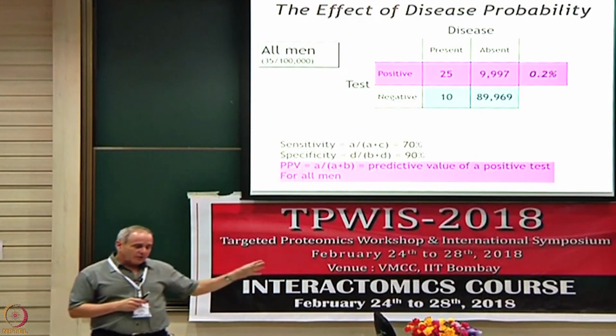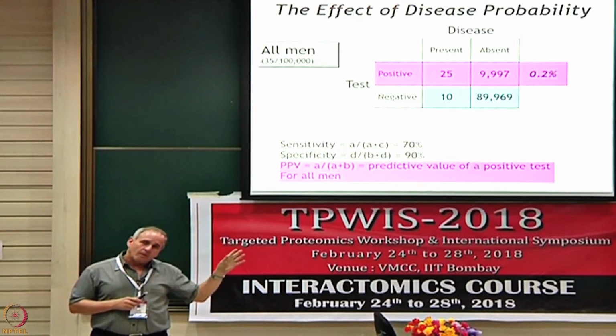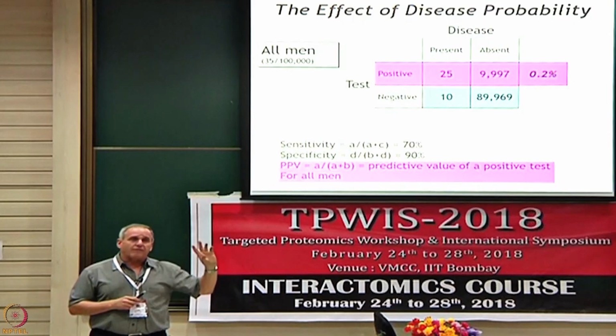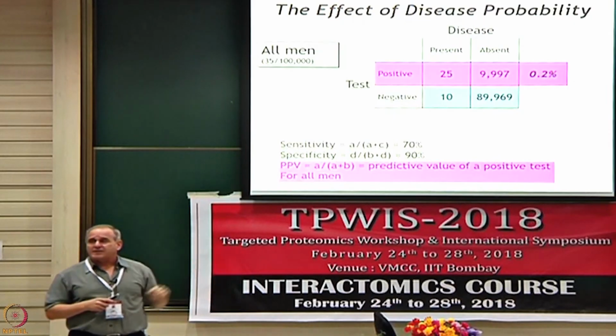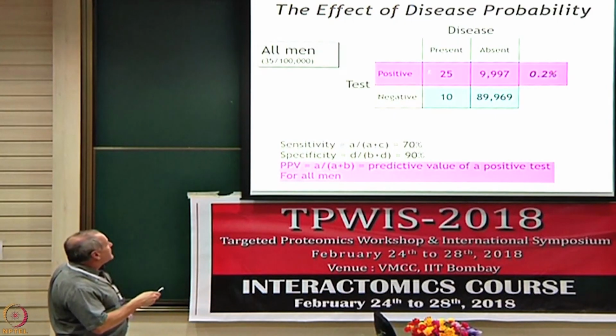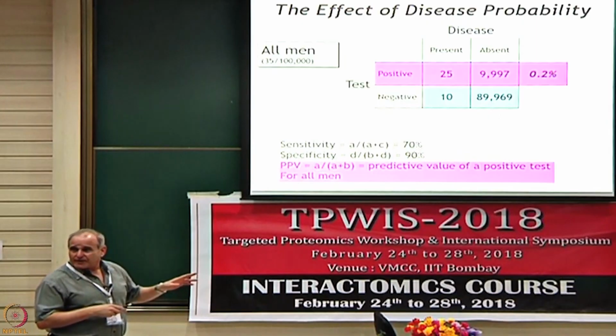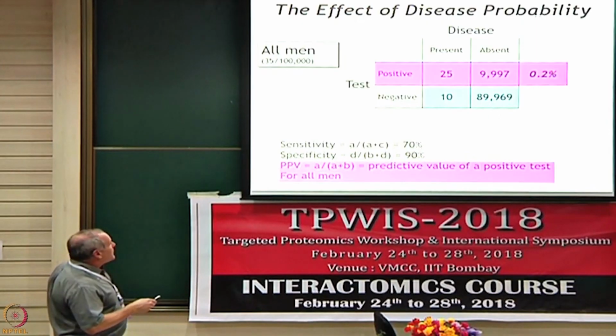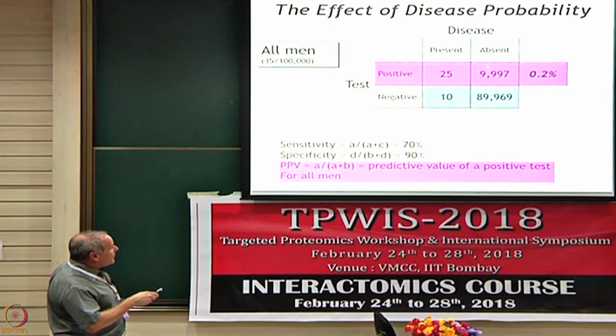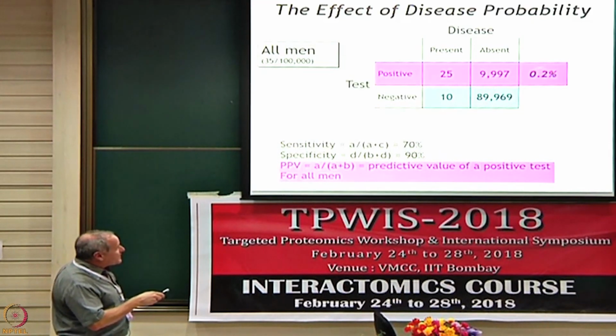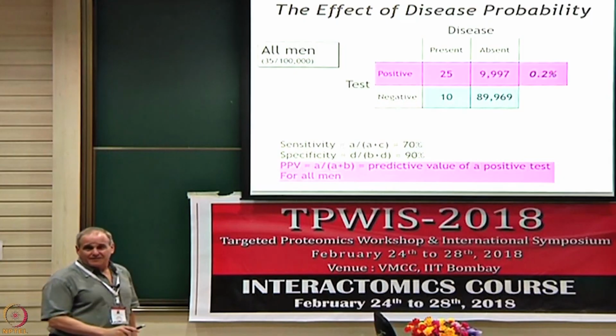Let's look at all men, 35 men in 100,000 that have the disease. So now let's do the math again. The population that has the disease is 35. The population that doesn't is everybody else, right, out of 100,000. Still, we have a 70% sensitivity here. And here, we still have a 90% specificity. Look at how good that test is, 0.2%.